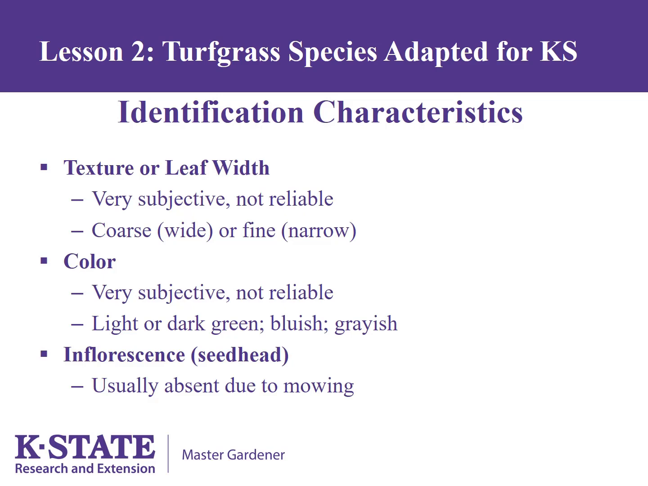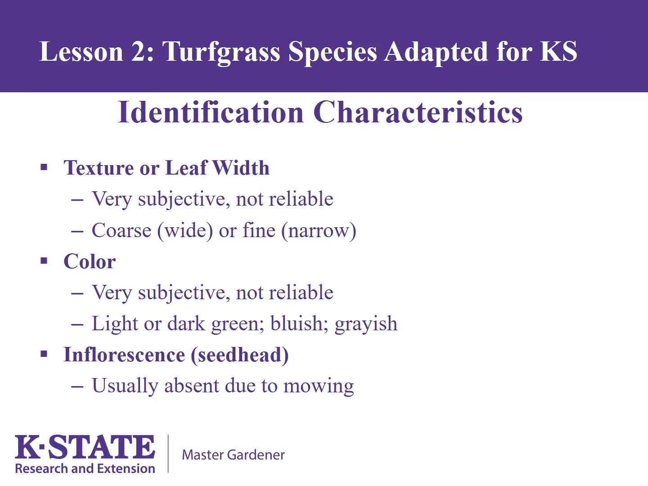For example, Kentucky 31 tall fescue is a lighter green than the turf type tall fescues. Your buffalo grass is going to be more of a bluish green than fescue, which is going to be a more darker, rich green. And we already touched on the leaf texture, the coarse and wide, and inflorescence.